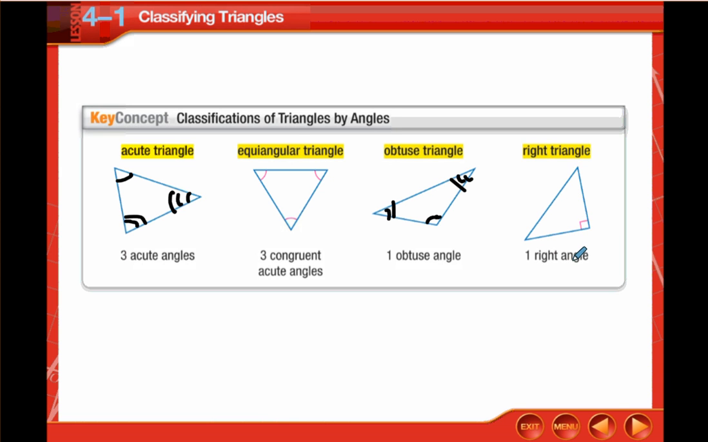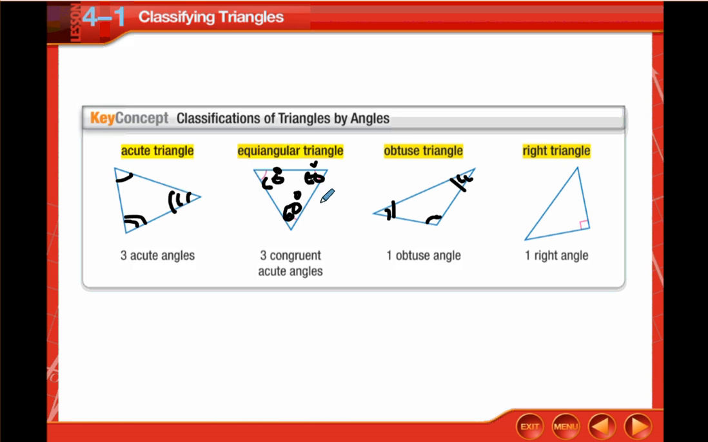Now, the one we skipped over is an equiangular triangle. The word equiangular basically means equal angles, if we break down that word. So if I have a triangle where all 3 angles have equal measures, which means the 3 angles are congruent to each other, then we have an equiangular triangle. And it turns out that when that happens, all 3 of these angle measures always have to be 60 degrees. They couldn't be anything else. If they're all equal to each other, they all have to be 60 degrees. And so if all 3 angles are 60 degrees, we have an equiangular triangle.